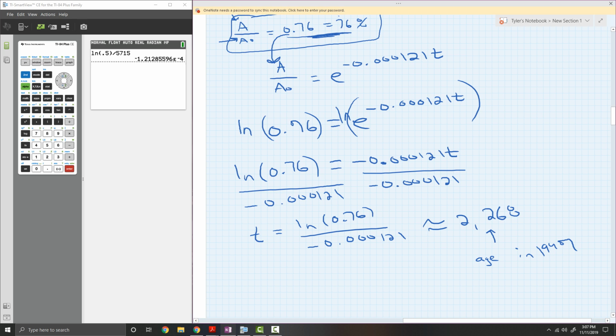So currently we're in 2019, so we need to add 72 years to this to find how old it is today. If that doesn't make sense, this is how old the documents were in the year 1947. There are 72 more years that went by to get us to the current year, 2019. So to find the age today, we take this number, 2,268, and add 72 to it.